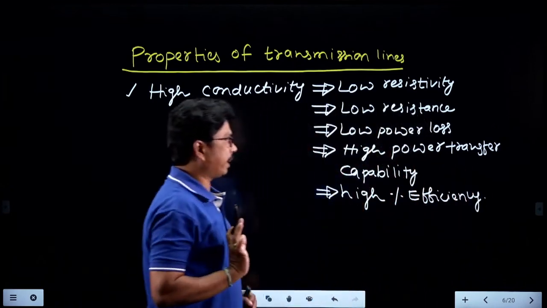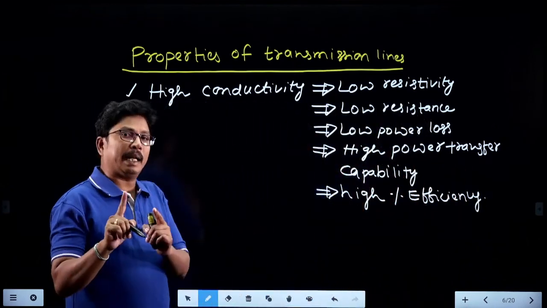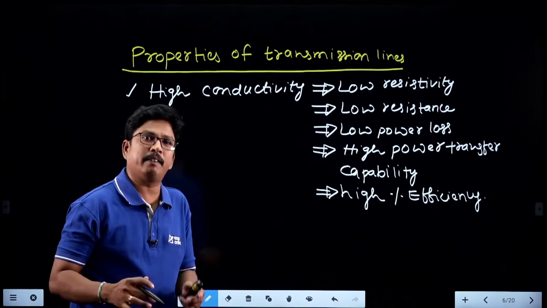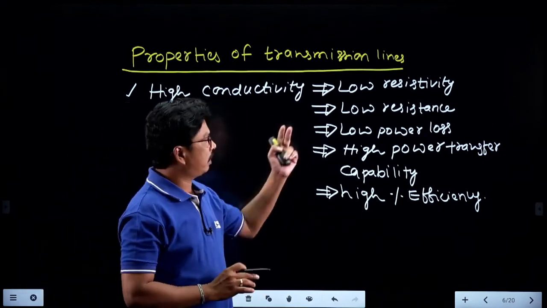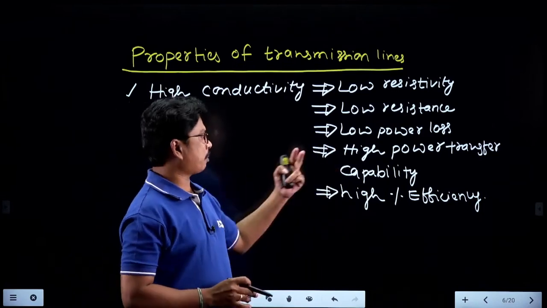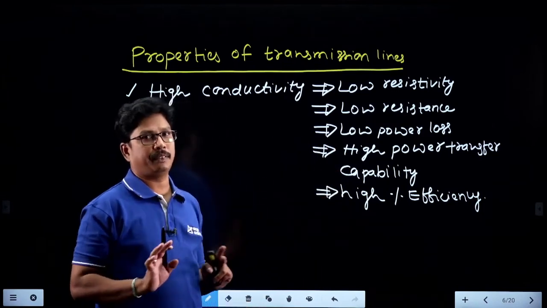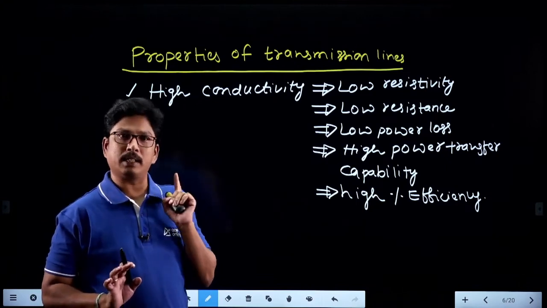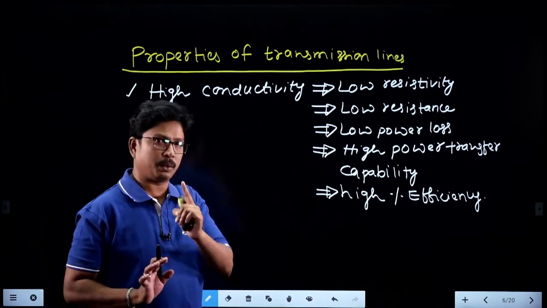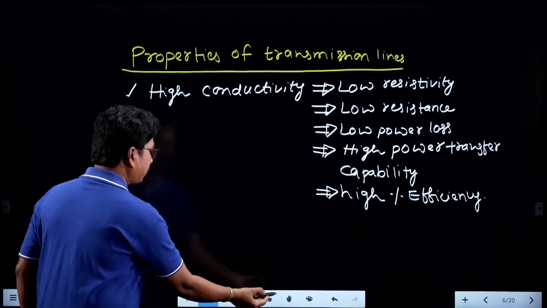Right, students? Just check it here. We have given only one point here, high conductivity. High conductivity leads to low resistivity. Low resistivity leads to low resistance and low power loss, high power transfer capability and high percentage efficiency. We have given only one property of transmission line. All are the same only. They are not different properties. Only one property. Clear, right?